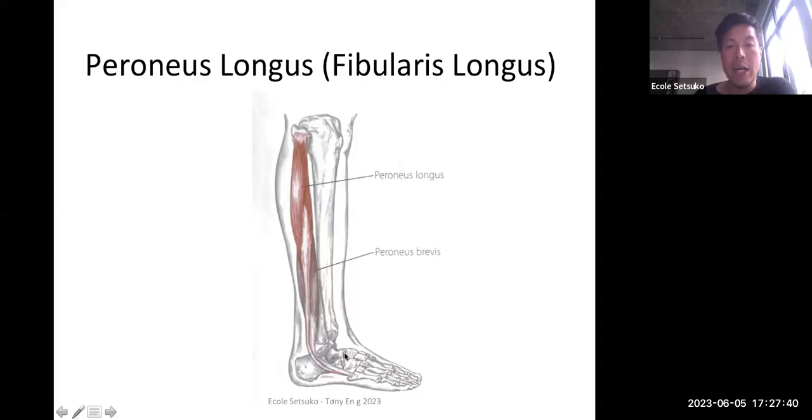Okay, so this one will actually do more plantar flexion, just based on where the origin and insertion are. So the peroneus longus and gastrocnemius would be synergist muscles, and then the peroneus longus and the tibialis anterior would be antagonist muscles. This will also do an eversion, pointing the bottom of the foot outwards.